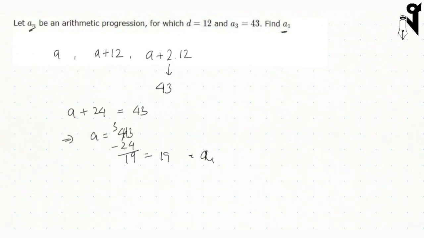Actually simple. The question could also have asked us something like find a17. What we do is put a1, which is 19, plus 16 times the common difference. So n minus 1 would be 16, as n is 17 over here. That is 19 plus 16 times 12, that is 192. This gives us 211. That would be the answer.